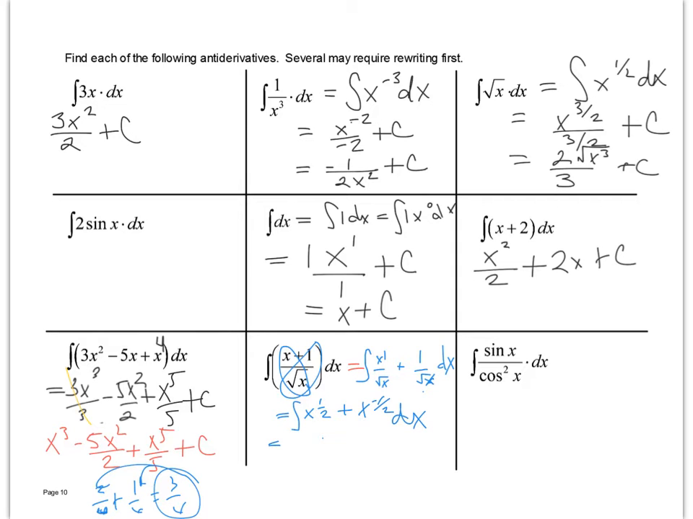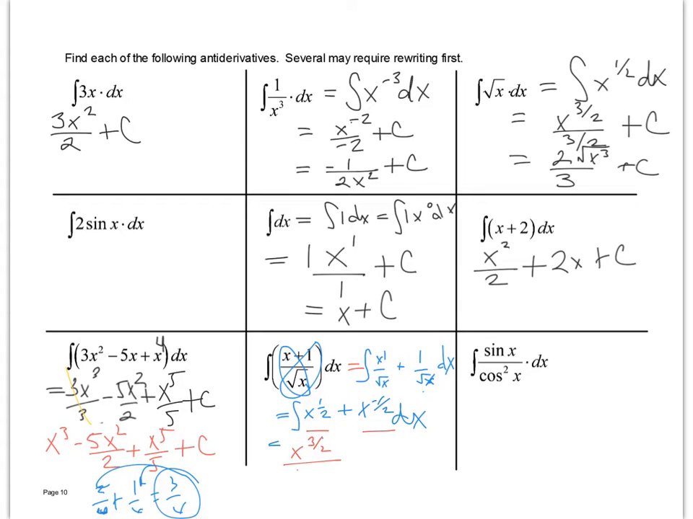All right, so now I'm going to use the rule that if I have an f plus a g, two functions added, I can just take the antiderivative of each part, and I can use the power rule for both of those since they're powers. So I'm going to add 1 to the exponent. 1/2 plus 1 is 3/2, 1.5.